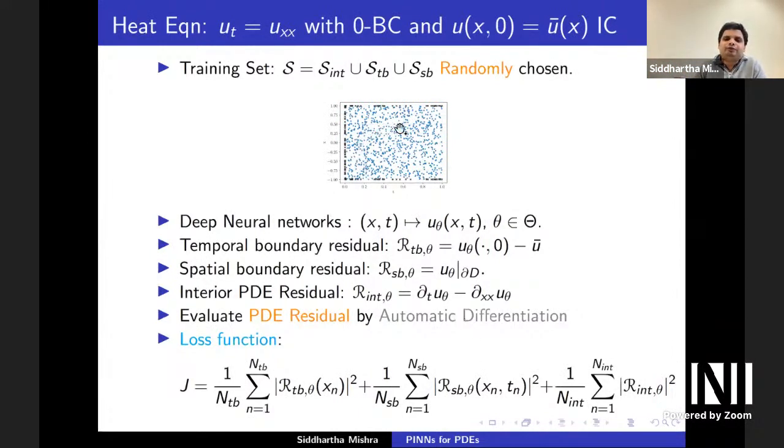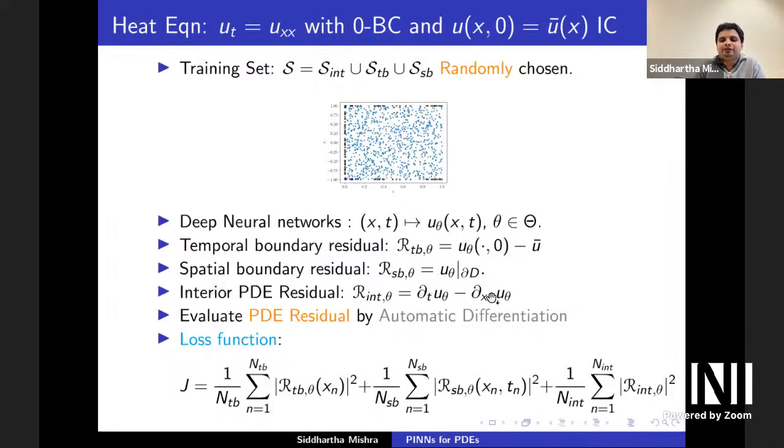But what about the interior of the domain? I don't have access to the solution of the PDE in the interior of the domain. On the other hand, I do know what the PDE is. This is the heat equation, which is written here. If I use a smooth activation function in particular, I know that I can evaluate derivatives of this neural network with respect to both space and time by just automatic differentiation, backpropagation, chain rule, whatever you call it.